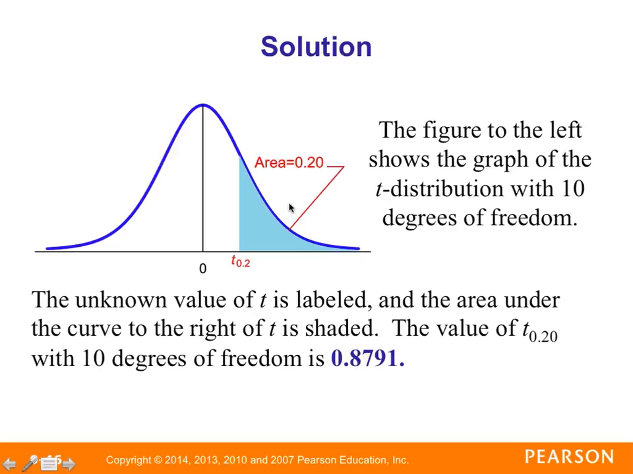So what you need to do is either use a table or some kind of statistical tool in order to find this, okay? And what we're looking for is t of 0.2, so we're looking for something where the area is 0.2, and you want to make sure that you're looking for 10 degrees of freedom. So the unknown value here is labeled and the area is shaded. And if you actually look for this on your table, you're going to find that the value is going to be 0.879. So that is our t value, where the area to the right is going to be 0.20.